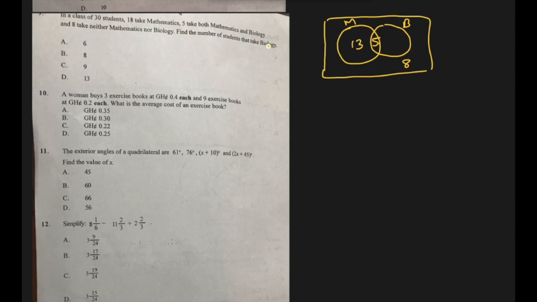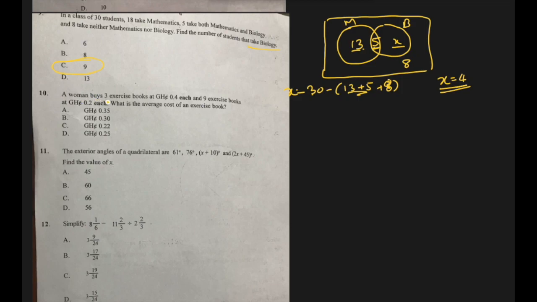Find the number of students that take biology. So it will be total of 30, and we'll add these 13 plus, let's call it x, so 13 plus 5 plus 8. If I subtract these three from total 30, I'll get x. So 18 plus 8, 26. So 30 minus 26, 4. That means x is 4. But x is 4 people taking only biology, not mathematics. But we have to find the number of students that take biology. That means these 5 have to be included. And 4 plus 5 will be 9.